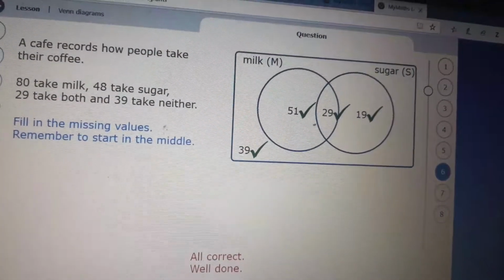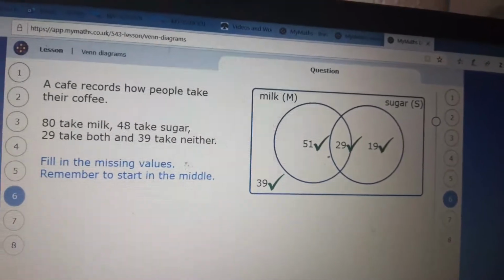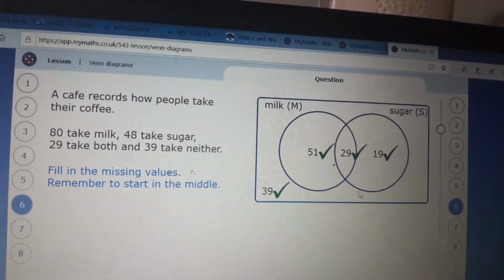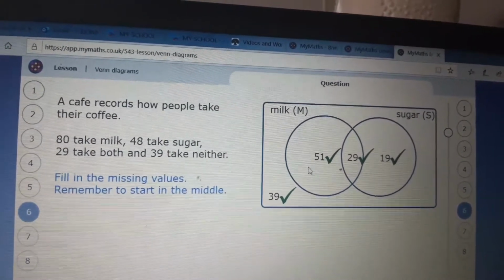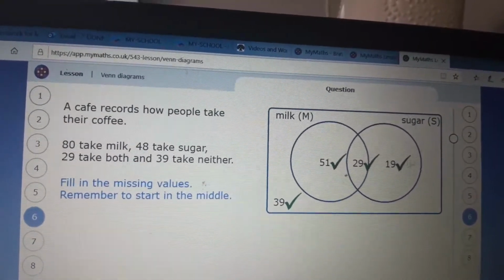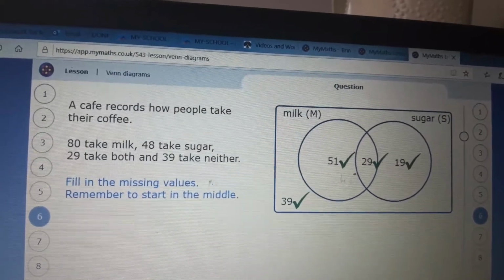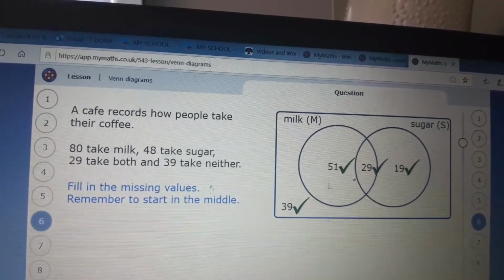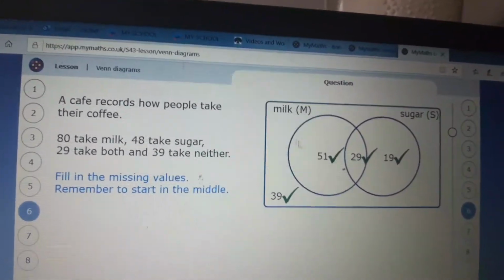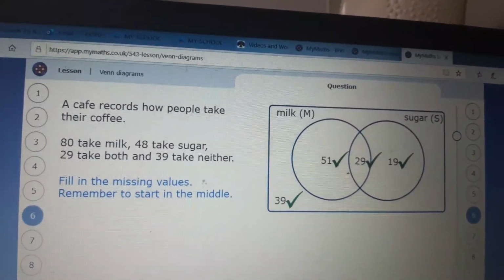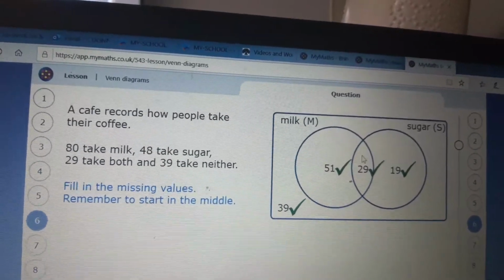All correct. So just have another look at it. 80 people take milk. 51 and 29 makes 80. 48 people take sugar. 29 and 19 make 48. 39 take neither. And the 29 is in the middle. And that's how you do these questions. You take the information that you get and you gradually fill in the little bits of the Venn diagram.